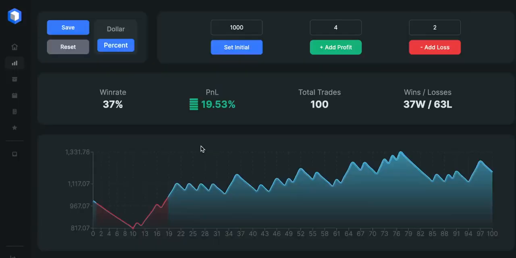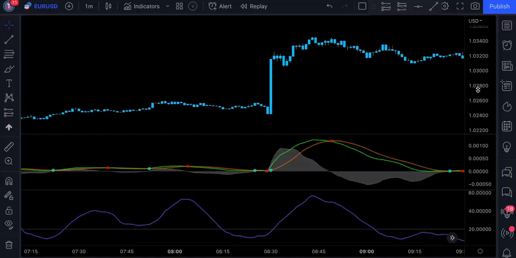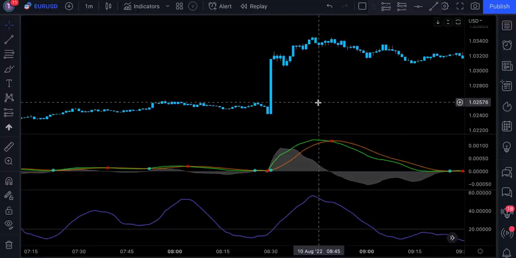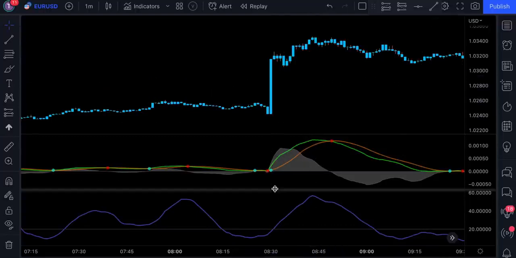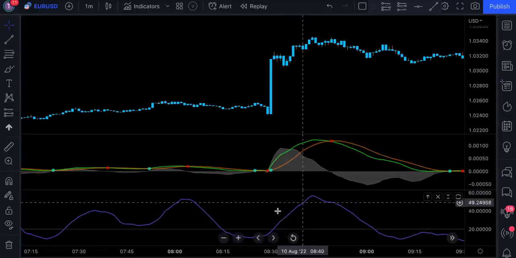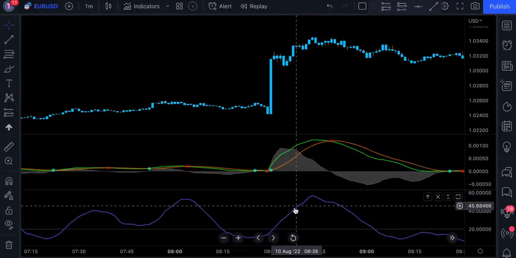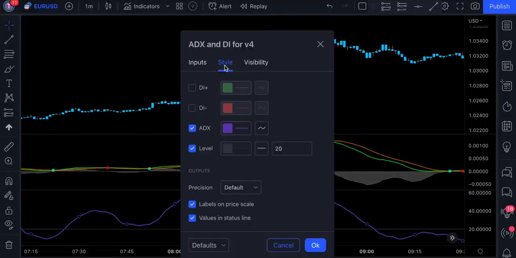Okay, so what can we actually do to improve this strategy? After spending around 3 hours, I did come up with something interesting. So here we have a combination of 3 indicators. I did get rid of that ADX multi-time frame indicator and I added a regular ADX with DI. Also in the star section I did disable these 2 lines and I made this ADX line a bit more visible.